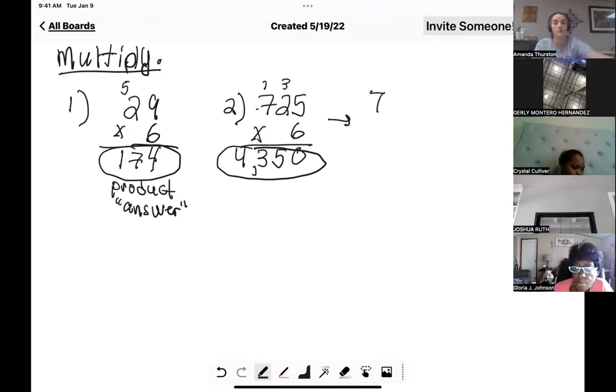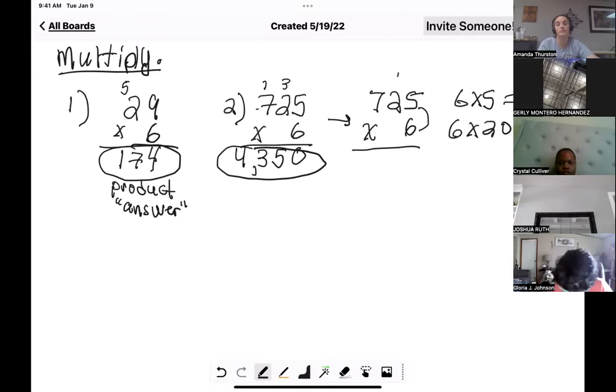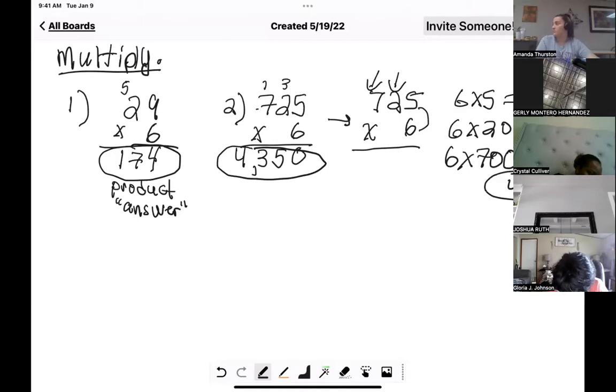So you can take this 725 times 6 and do it a very different way. You could do the following. I can do 6 times 5 is equal to 30. I can do 6 times 20. Why 20? Because it's in the 10 spot, equals 120. And then I'm going to do 6 times 700. Why 700? Because it's in the 100 spot. It's 4,200. And when you add them up, guess what you're going to get? 4,350. That's distributive property, breaking it up in pieces.